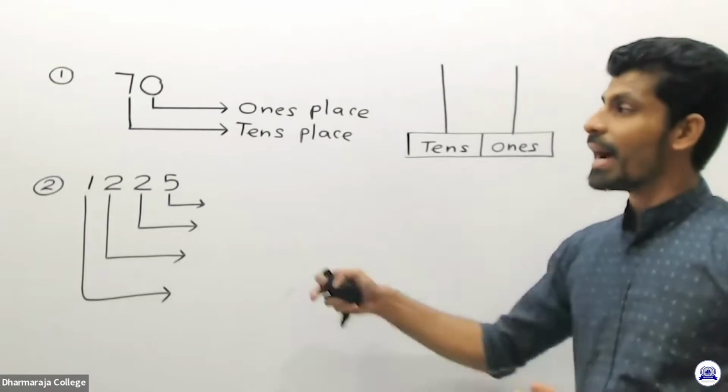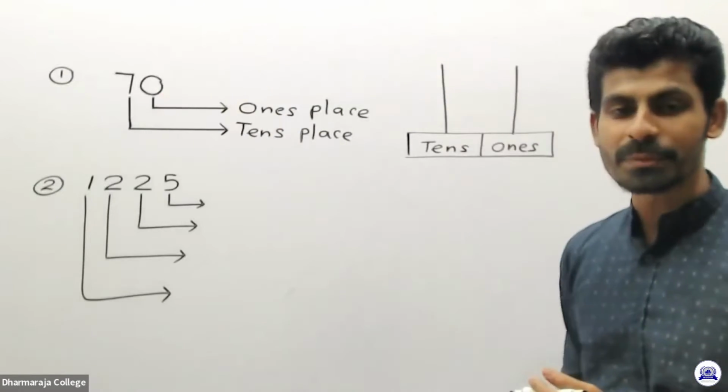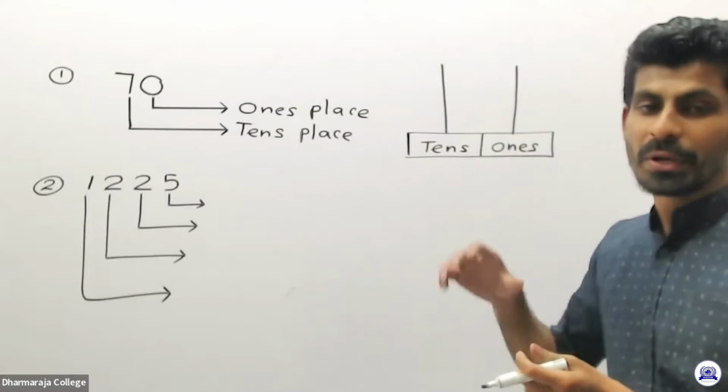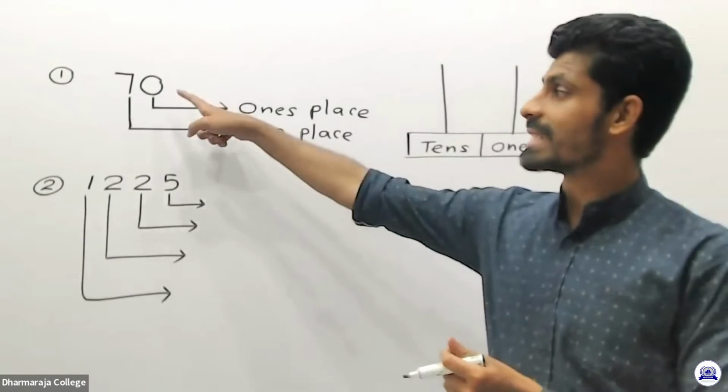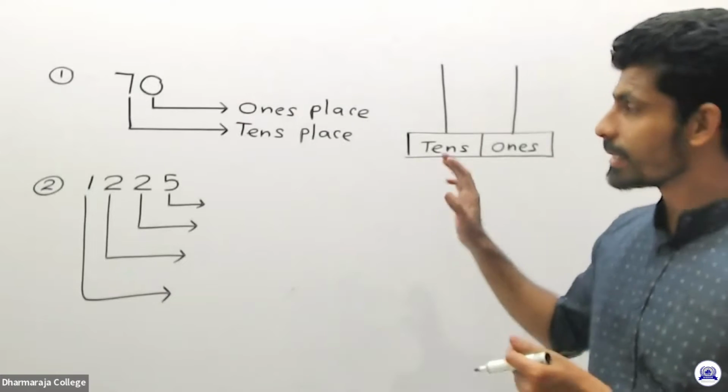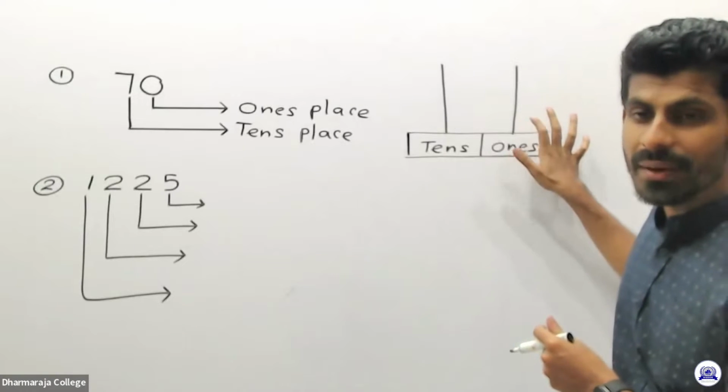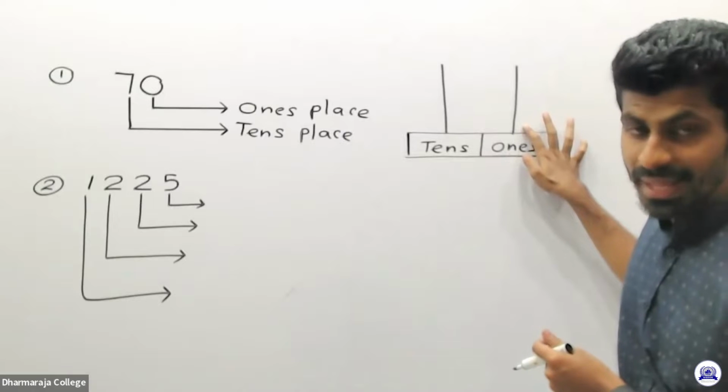How many dots should be in the ones place? No dots, because the value is 0. What is the value there? 0. So we do not need to write down any dots in the ones place.